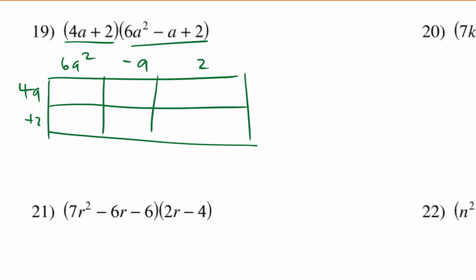Obviously, the size of my rectangles doesn't reflect anything on the area of the rectangle. But top left, what's the area of that one there going to be? 24a cubed. Good. Next one, right next to it? Negative 4a squared. Okay, 4a times 2. This one, 8a. The bottom one, 12a squared. Next to it, minus 2a. And last one is 4.